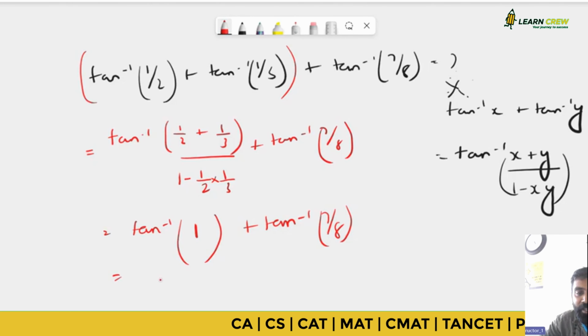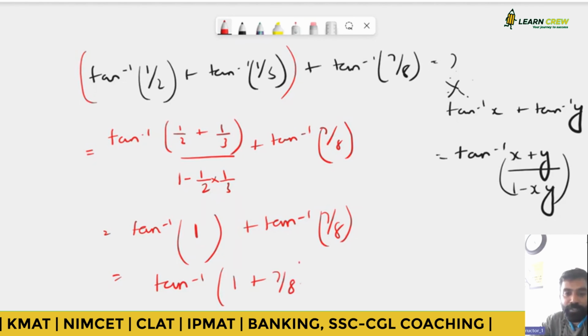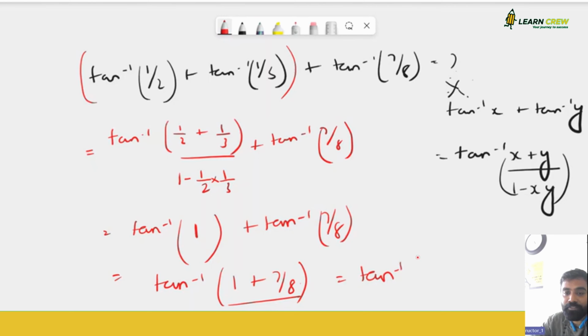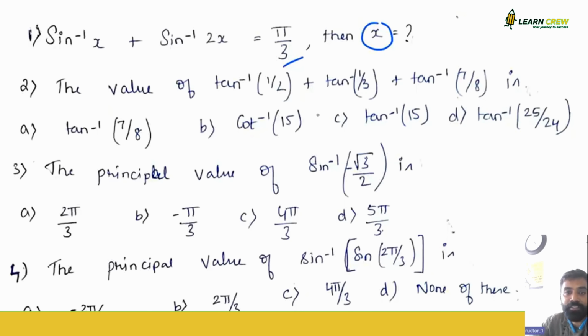So now again you can apply the same thing. Tan inverse of 1 plus 7 by 8 divided by 1 minus 7 by 8. Now 8 plus 7 becomes 15. Tan inverse of 15, the 8 gets cancelled, divided by 8 minus 7 becomes 1. So it is nothing but tan inverse of 15. This is the answer that is required. The options are given here as tan inverse of 15, so this becomes your answer.